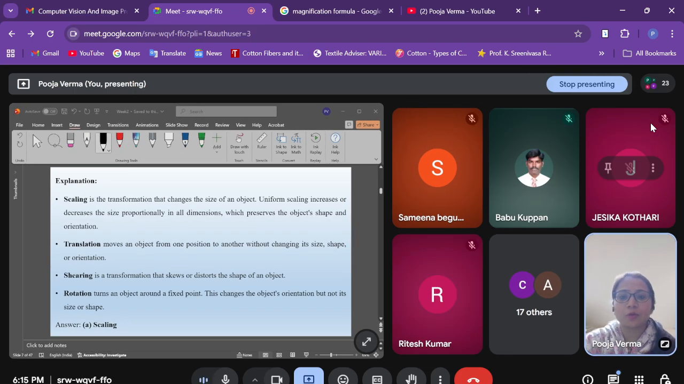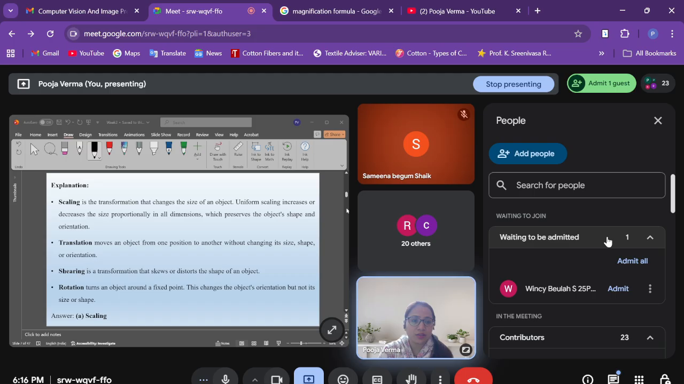So scaling is the transformation that changes the size of an object. Uniform scaling increases or decreases the size proportionally in all the dimensions, which also preserves the object's shape and orientation as well. While translation moves an object from one position to another position without changing its size, shape, or orientation. And in shearing, we are transforming to skew and distort the shape of an object. While rotation turns an object around a fixed point. This changes the object's orientation but not its shape and size.